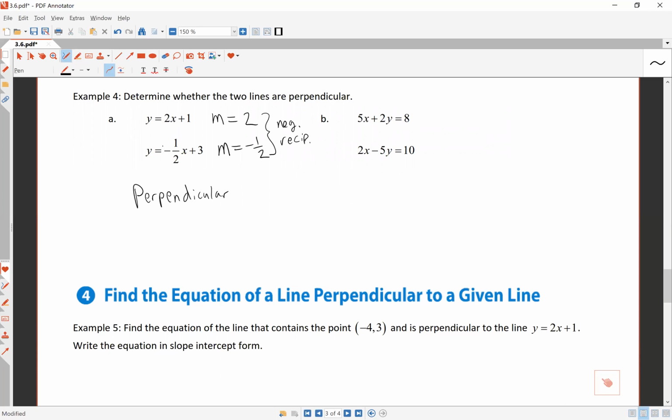B, I can't tell if those are reciprocals by looking at this. I need to have both of these written in y = mx + b form. So my first equation, 5x + 2y = 8, I want to get rid of the 5x there, so I subtract it. And that leaves me with 2y = -5x + 8. Now we divide both sides by 2 to solve for y, and we get y = -5/2 x + 4. This line has a slope of -5/2.